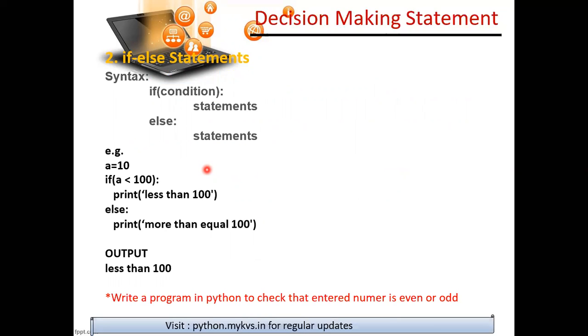Over here, write a program that checks whether an entered number is even or odd. We did this last class. Over here, the example they've given you is showing whether the number entered is less than 100 or more than or equal to 100. Okay, so you have already done practice of if-else.